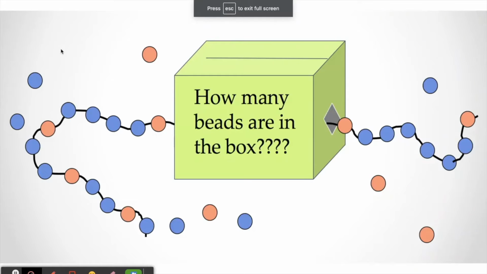Today we're going to be talking about CER conclusions. And so what in the world is a CER conclusion? Well, before we answer that question, we're going to be starting with a little bit of a guessing game for you. Take a look at this picture and decide how many beads you think are in the box.